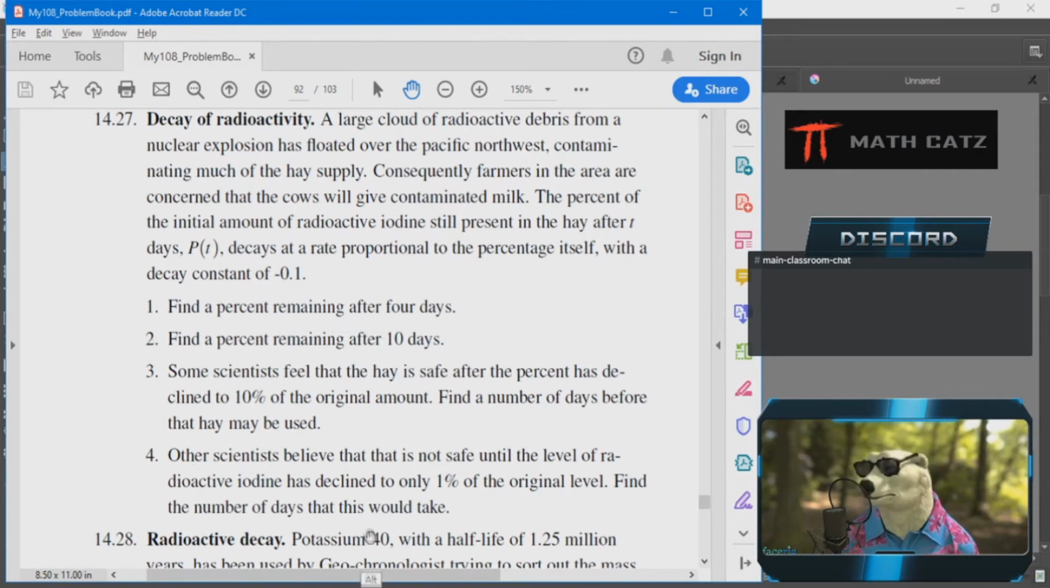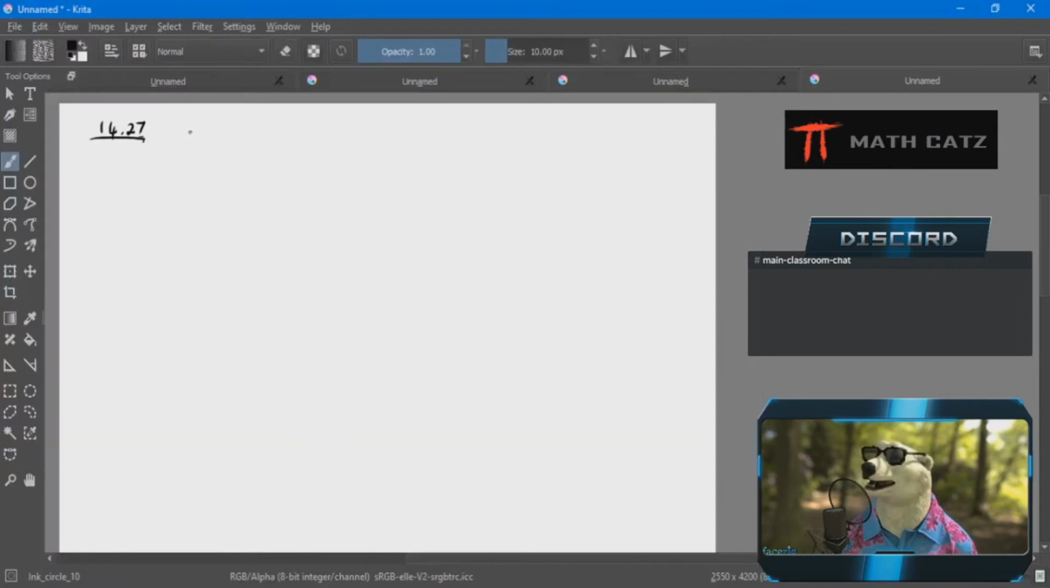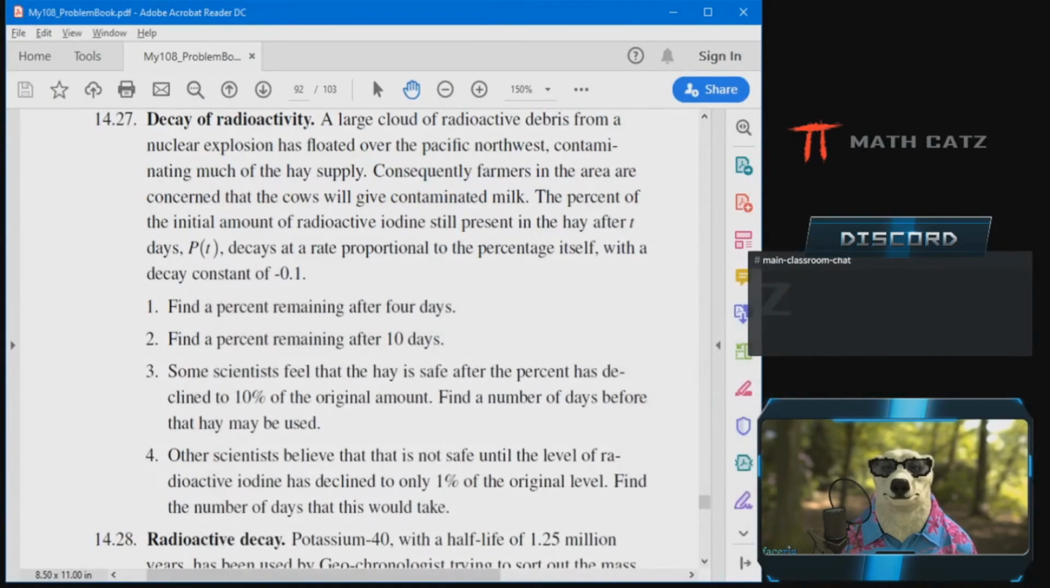All right. So that allows me to set up my differential equation as a translation of that information. Whoops, not Y. My initial percentage, do they tell me that? I don't think they do at all, do they? Let me just triple check here. They're concerned about the cows giving contaminated milk. They define P for me. It decays at a rate proportional to the percentage itself, with a decay constant of negative 0.01.